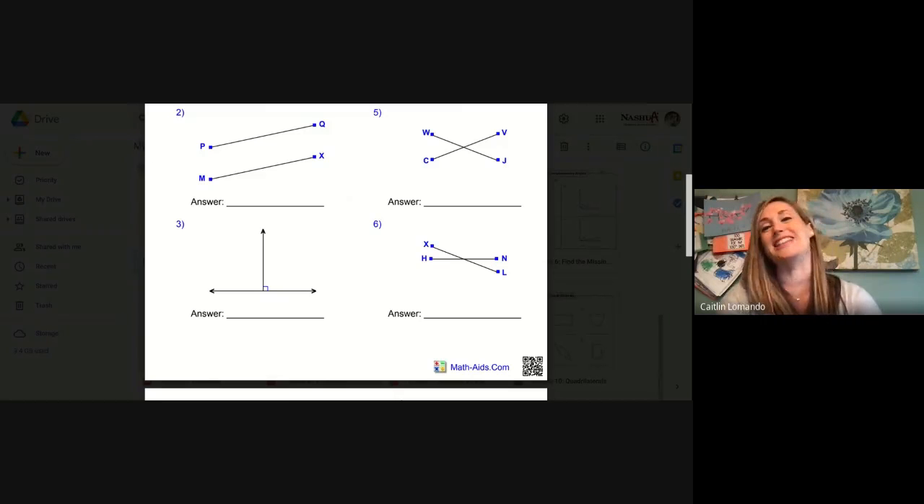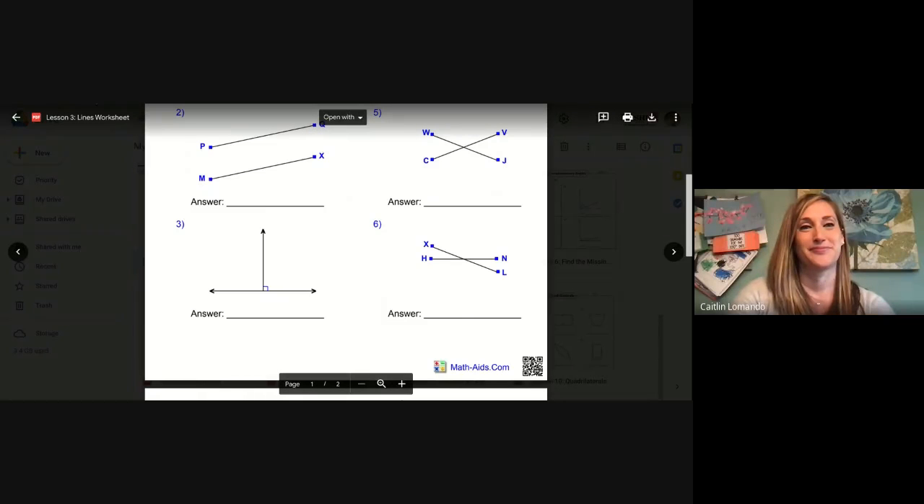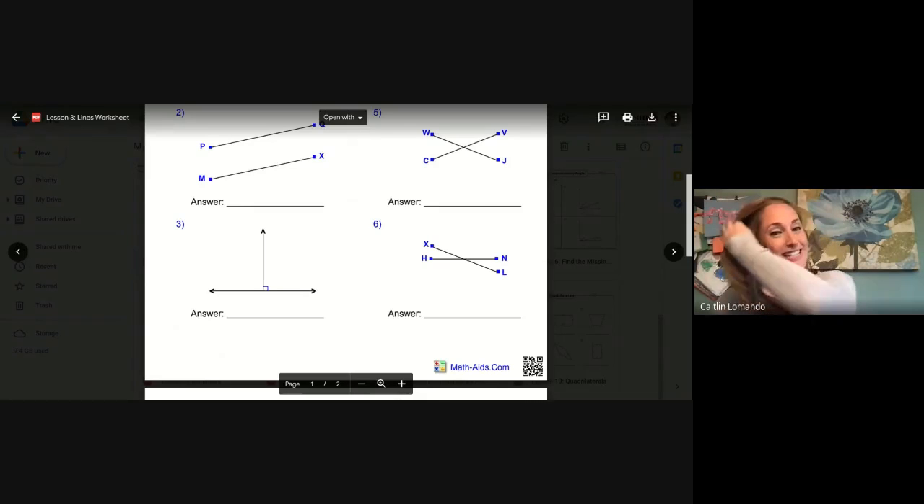Last set of lines, number 6. These lines cross but do not form a right angle. Are they parallel, perpendicular, or intersecting? If you guessed intersecting, you are right.